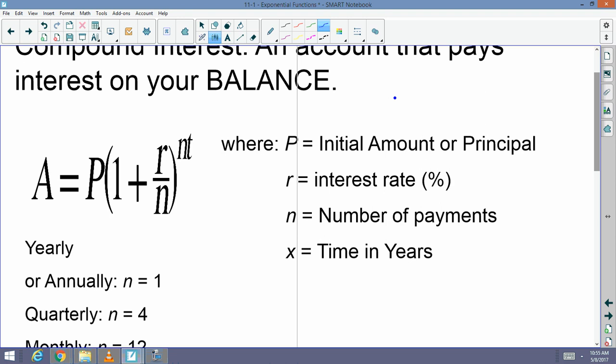R is my interest rate. It's a percent, so remember I've got to turn it to a decimal. N is the number of payments. I'm going to go over the number of payments in a second. And X is time in years. The number of payments, guys.